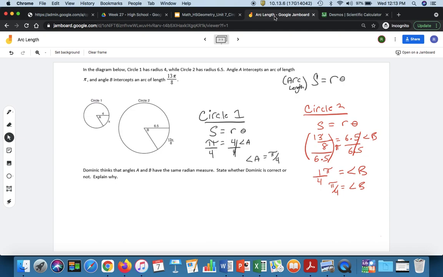Dominic was saying angle A and B are the same radian measure. Well, we can make a statement now that we think Dominic is correct. Right, so let's make that statement together. Because I see angle B and angle A have the same measure. So we're going to say Dominic is correct.